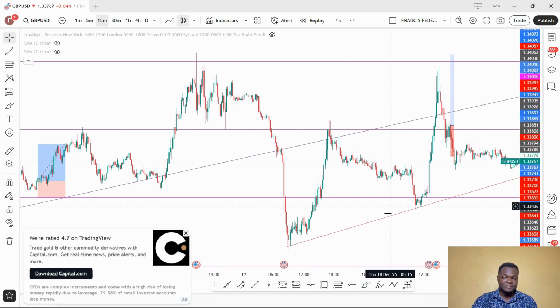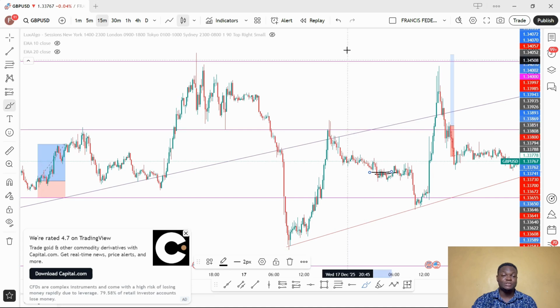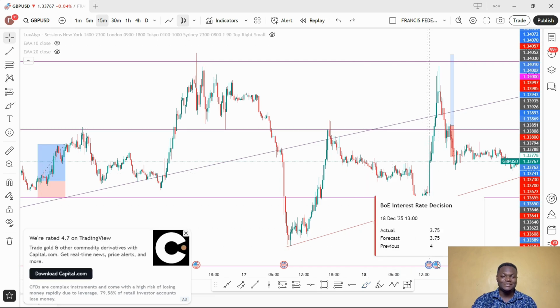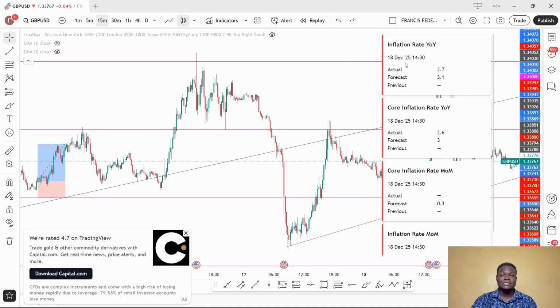So on Thursday, I was still having a bearish bias because by the time this started, the price was around there, but there was no trend line, there was no psychological level, which means I couldn't take a trade. Then by the time the price was getting down to the psychological level where I would have been looking to take a sell trade, there was a pound interest rate event and a US CPI or inflation rate event.